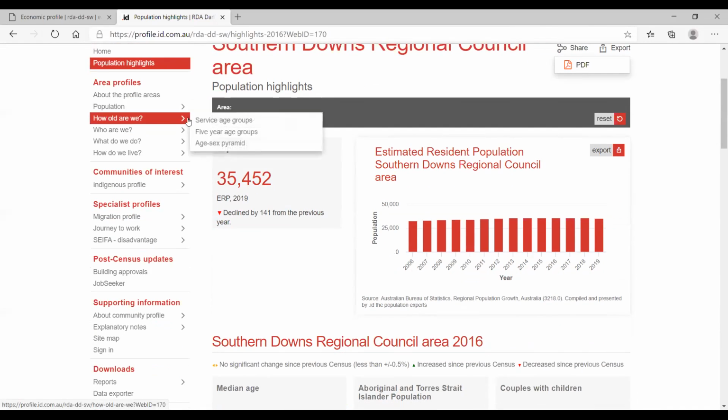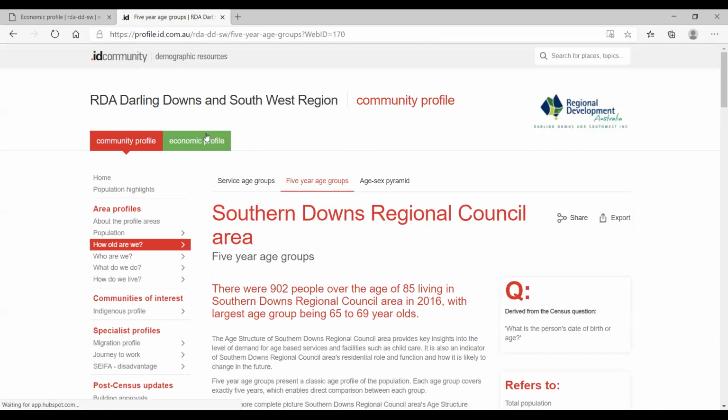The next place I'm going to go to is my "how old are we?" and I'm going to have a look at my 5-year age groups. And now "how old are we" really is a bit of the backbone of your economy and your placement in terms of where you are going to put infrastructure, parks, playgrounds, whether or not you need to focus on residential care services, that sort of thing.